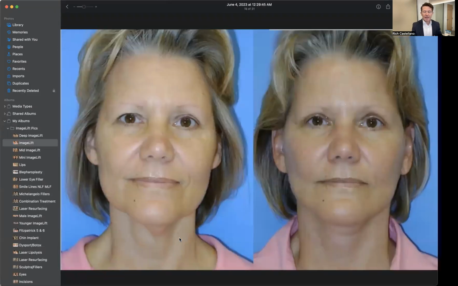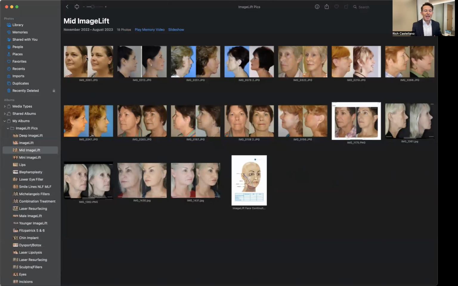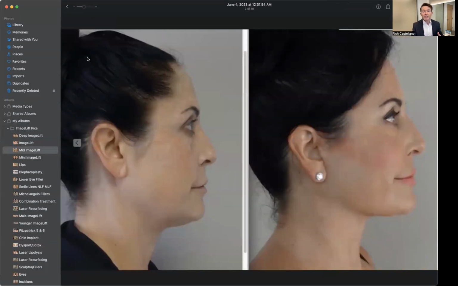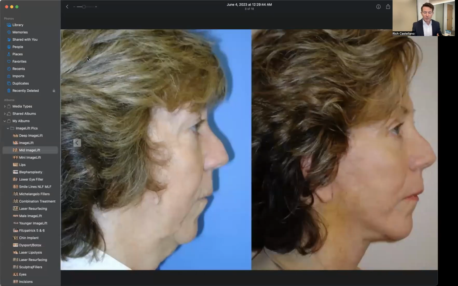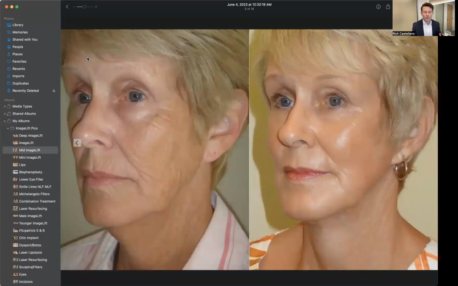Again, ImageLift. Now let's compare that with the mid-lift, which is essentially like doing a mini lift, but with little stitching under the chin. So some patients don't need that much. You can still get a really great improvement doing the mid-lift. This is variable. People have different anatomy, different expectations. So when you look at enough pictures, you can get an idea of what can be right for you. This is laser resurfacing plus the mid-lift.